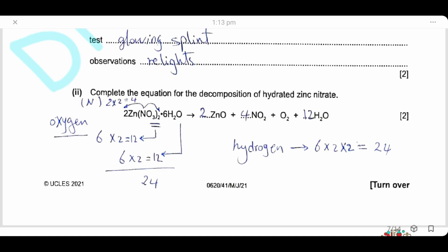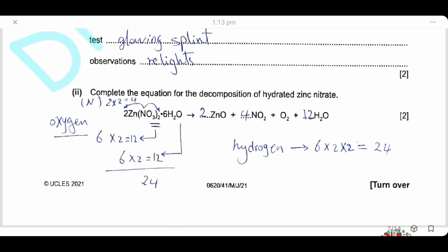Finally, to balance oxygen, we have oxygen in the nitrate and in the water molecule. In the nitrate, we have 3 multiplied by 2. This is 6 multiplied by 2 from outside. This will be 12. And for the oxygen in the water molecule, 6 again multiplied by 2 from the outside of the molecule, it will be 12. So the total oxygen will be 24.